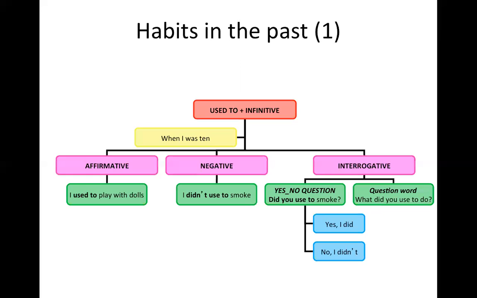So, when we are going to ask people about habits in the past, we can use the words used to. It's important that you remember these structures. The affirmative form: you use the person plus used to plus verb in infinitive plus complement. Negative form: you use person, auxiliary did in negative form, plus use to, plus verb, plus complement.